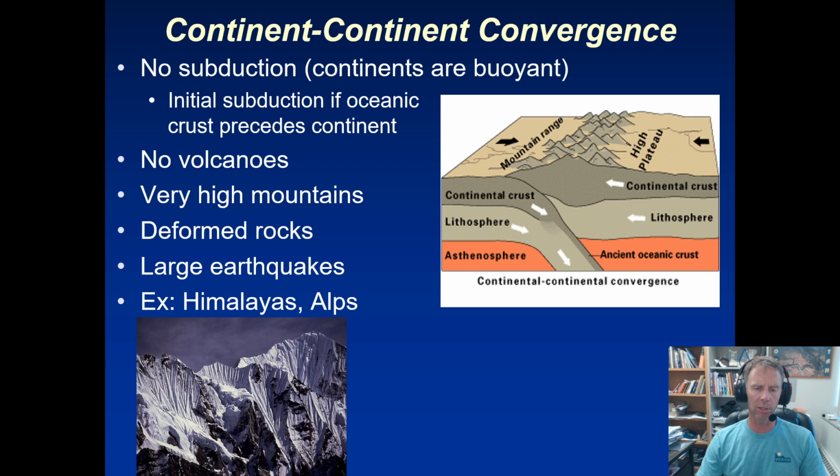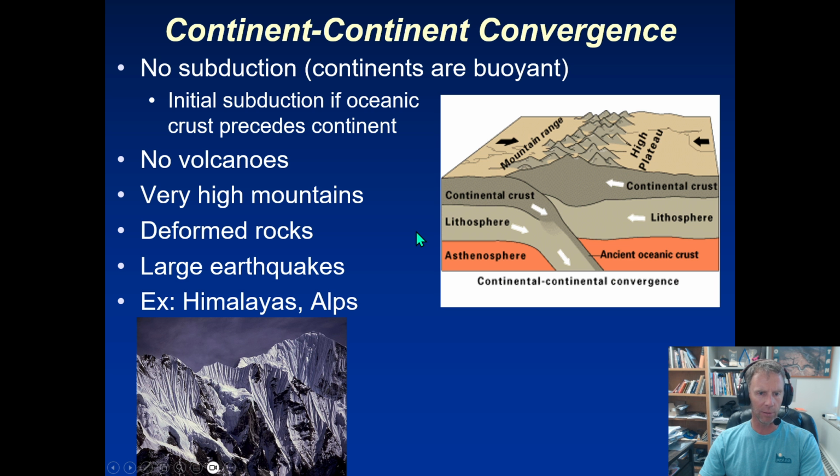Not as large as a subduction zone, not into the magnitude 9 range, but still devastating earthquakes well into the magnitude 7 range. And then the two classic examples of this in our modern period of Earth's history would be the Himalayas, where India has plowed into Asia, and the Alps, where the leading edge of Africa is actually plowing northward into southern Europe. Okay, so those are our examples.